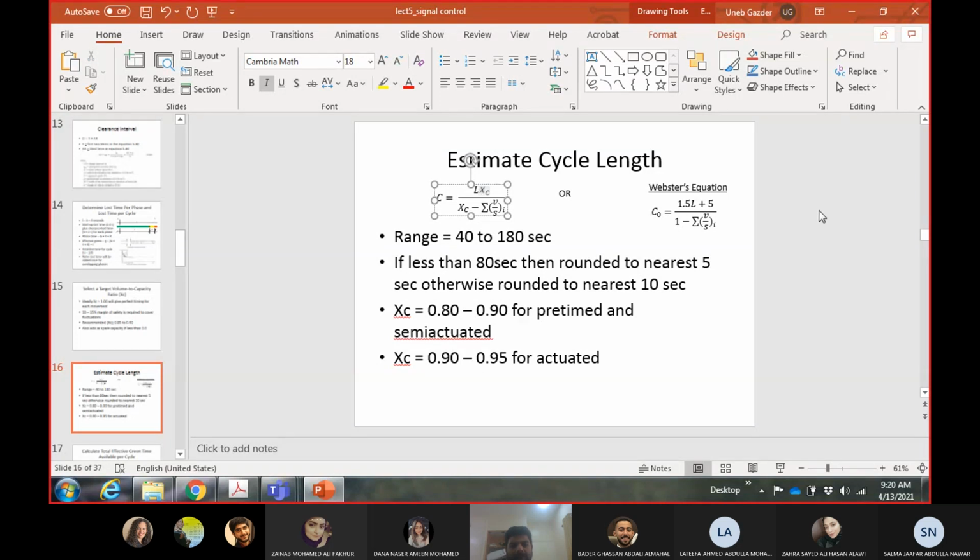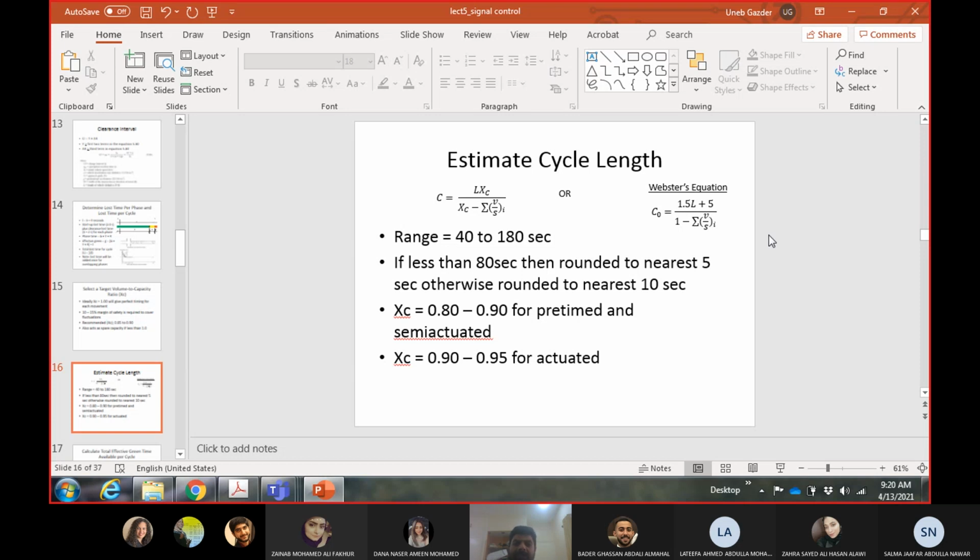Now, L means total lost time. XC is the V by C ratio, and V by S is the ratio for each lane group, for each critical lane group in the phase, and you add all of them to get the summation of V by S. Okay, so V by S is volume to saturation flow rate ratio for each lane group, and then you see how many critical lane groups you have, and you add their V by S ratios.